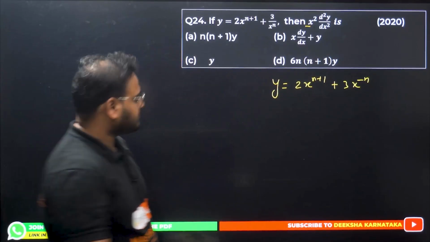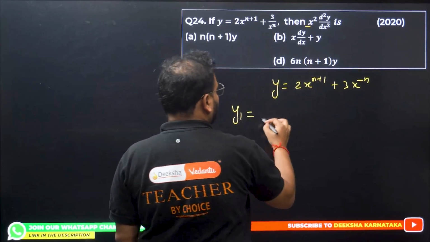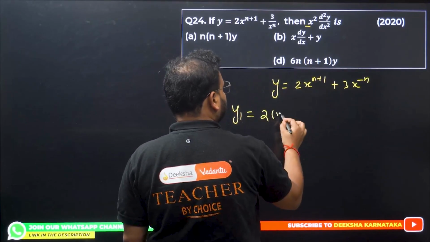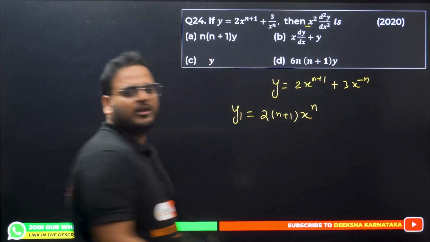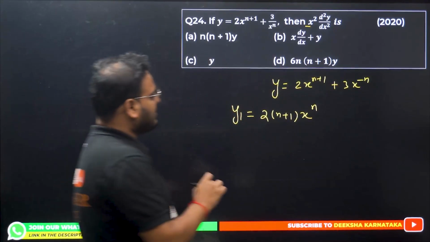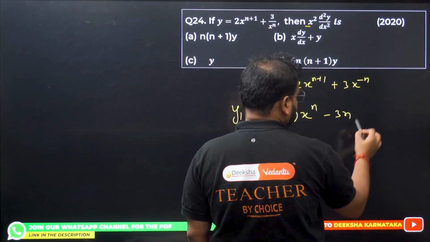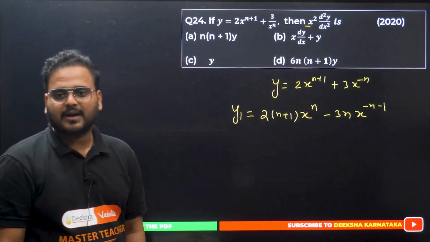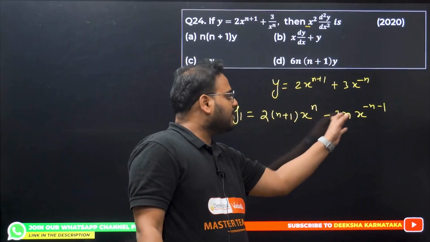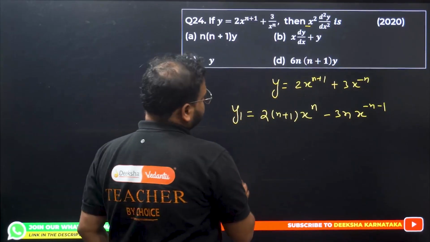Okay. So first finding first derivative, I get y1 equals to 2 as it is. This n plus 1 will come in front as the coefficient, and x power n. The formula you remember for polynomial function, same I've used over here. This will become minus 3 times of n, x power minus n minus 1. Correct? So this minus n comes in front, that's why it becomes minus 3n and minus n minus 1.